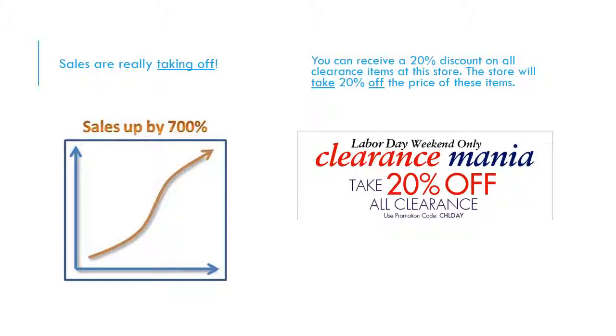On the right side, this is a coupon. Maybe you see something like this in a newspaper or an advertisement. This is an advertisement for a store that's having a sale for Labor Day. And the advertisement says you can take 20% off all clearance items. So if you go to the store and you find the things that are already on sale, you can buy them for a 20% discount during this sale. That's a pretty good deal.